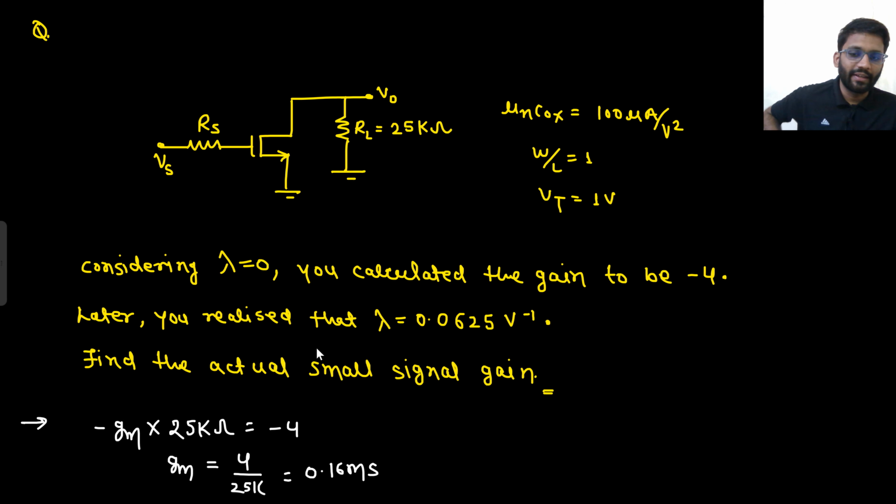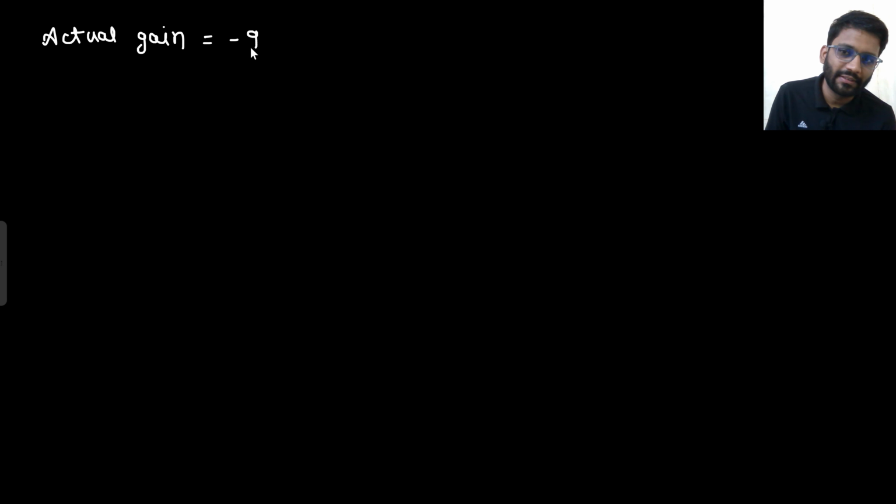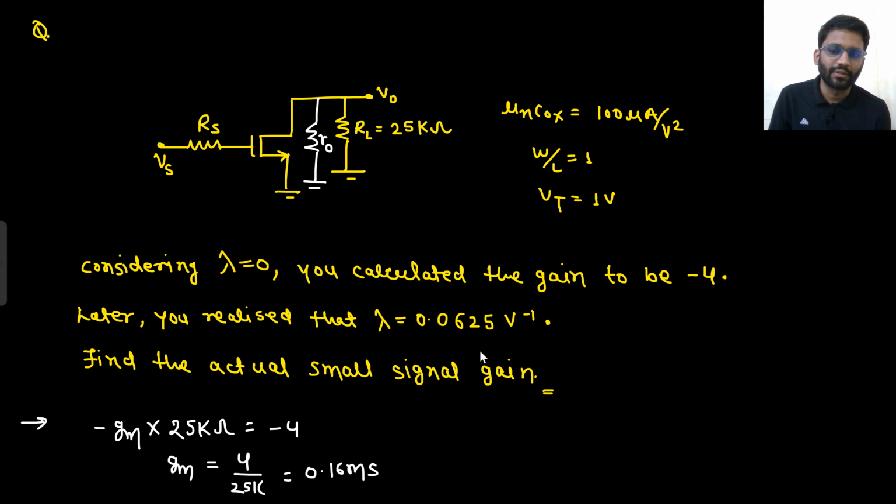Now later you realize that your lambda is 0.0625. That means there will be an r naught coming in action. If lambda is not equal to 0, that means r naught is not infinity, so this r naught will come in action. So now what will be your actual gain? That is minus gm into r naught parallel with 25 kilo, right? Because r naught will come in parallel to 25 kilo. So this is your actual gain.